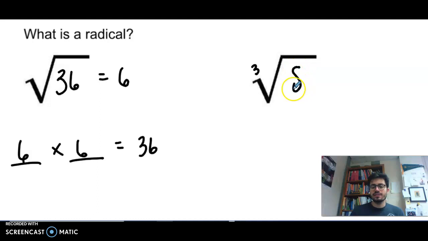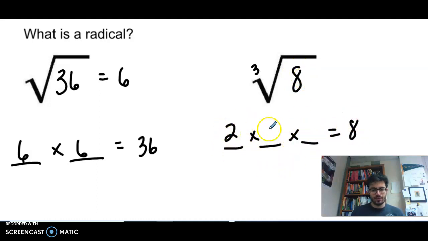Sometimes we have a cube root. Let's take the cube root of 8. Here we're looking for a number you multiply 3 times to get 8. That number is 2. So the cube root of 8 is 2.